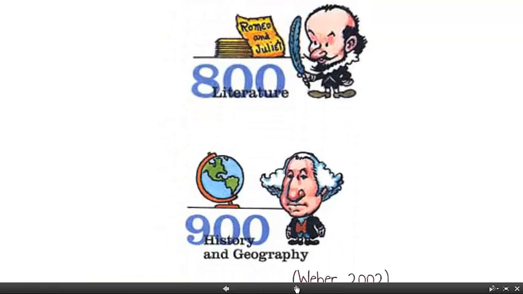In the 800s, you'll find literature. Literature includes stories, poems, and plays. Jokes and riddles are in this group too. And guess what the last group is? The 900s. The 900s are books about history and geography. If you want to read about explorers, knights, castles, and wars, look in this group.